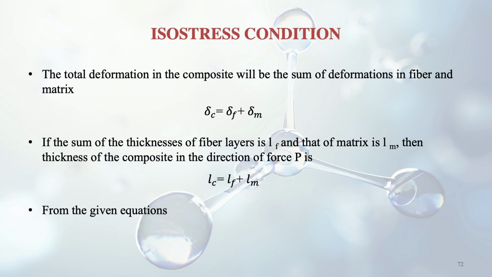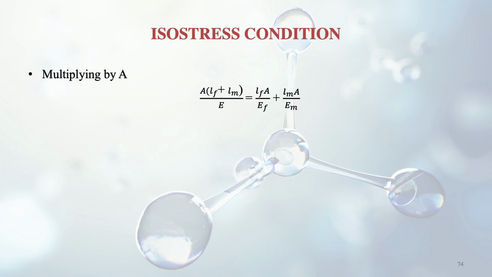And from the given equations, what do we get then? Sigma upon E, that means stress by Young's modulus. We have learnt earlier, stress upon strain is equal to E, so stress upon E will be equal to strain. So that is equivalent to LF plus LM, and it can be represented by sigma by EF into LF plus sigma by EM into LM. Multiplying by A, what will we get? If the previous equation is multiplied by A, then we get A into (LF plus LM) by E is equal to LFA by EF plus LMA by EM.